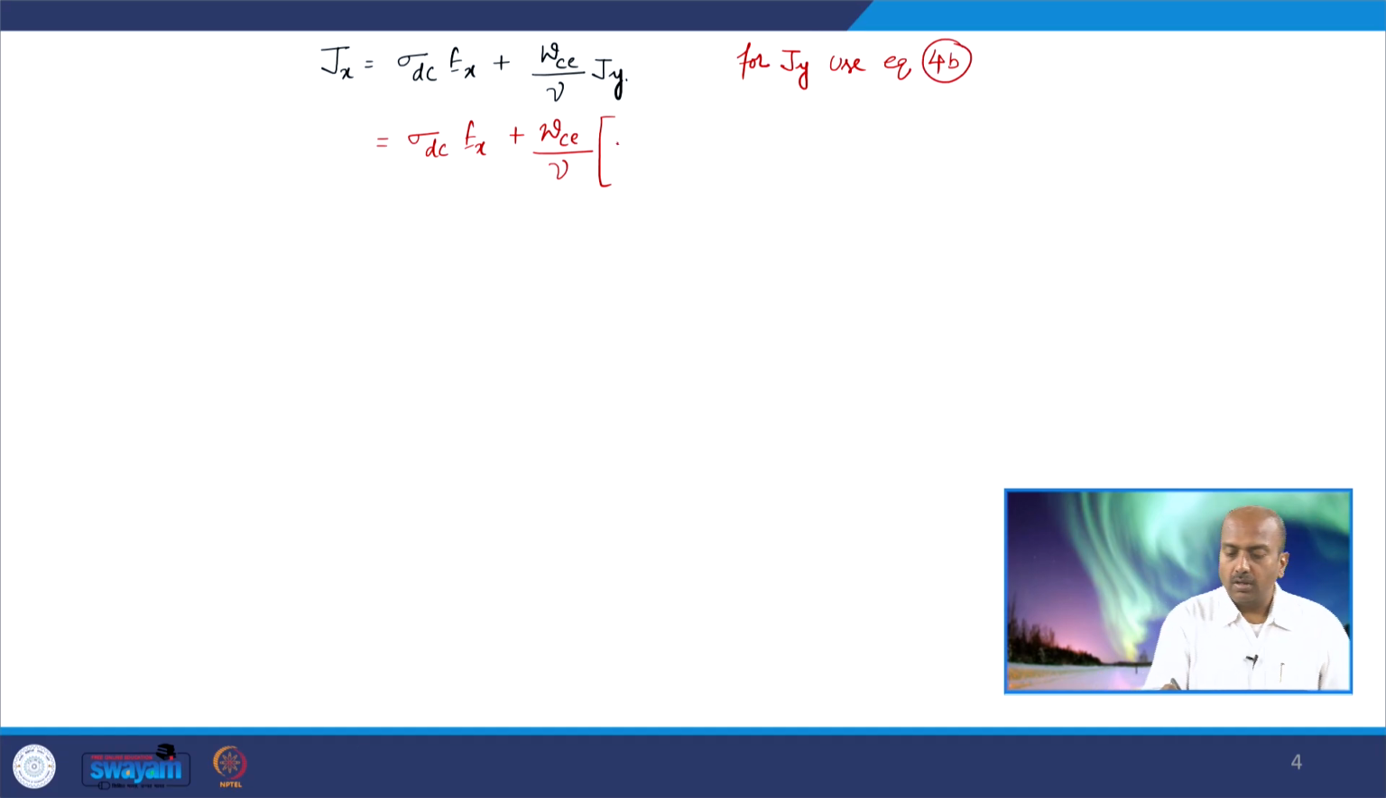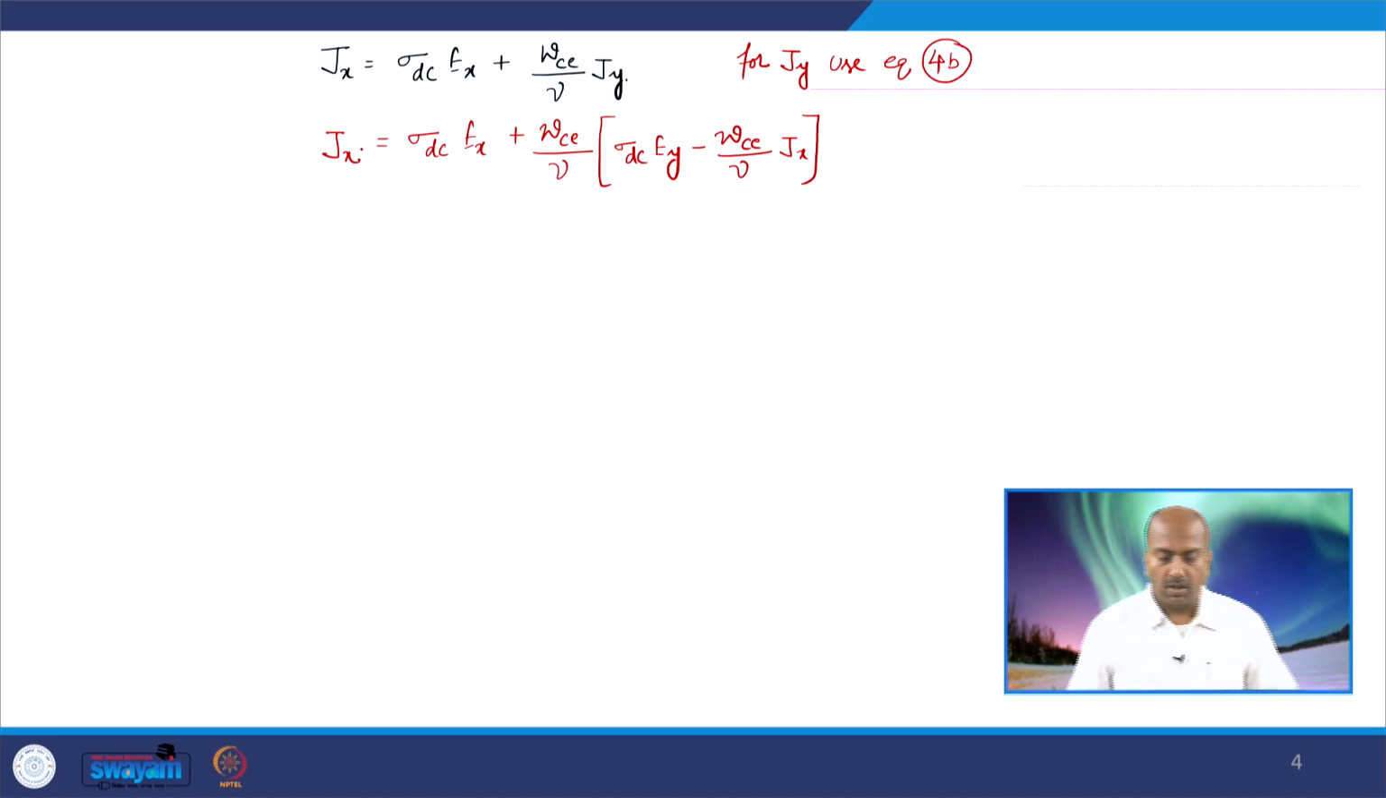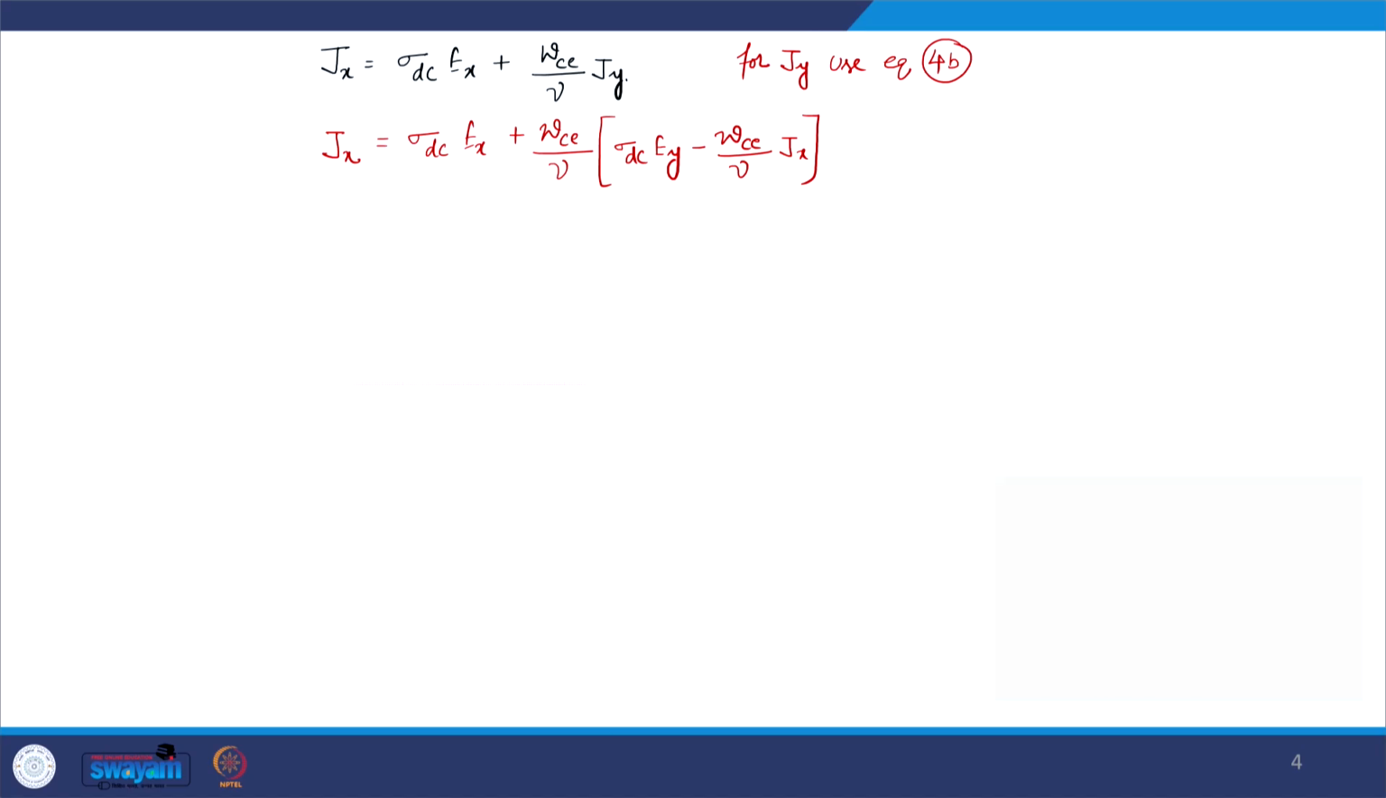Okay, so which will be sigma dc Ey minus omega ce divided by nu times jx. Right. This seems to be a more logical equation, in which, of course, the electric field components Ex and Ey are now present, but still the entire equation has only jx. I'll simplify it even further.